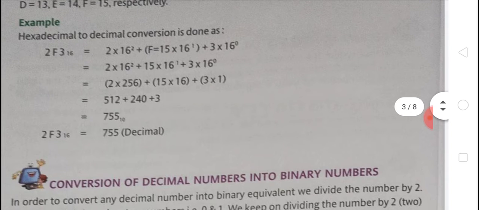14, F equal to 15 respectively. Example, hexadecimal to decimal conversion is done as 2F3 base 16.